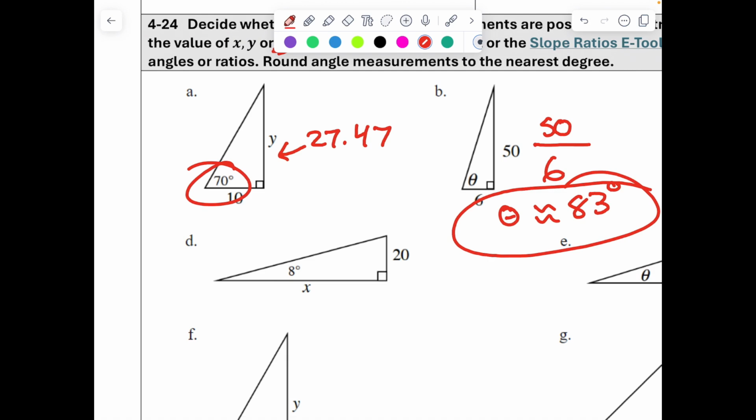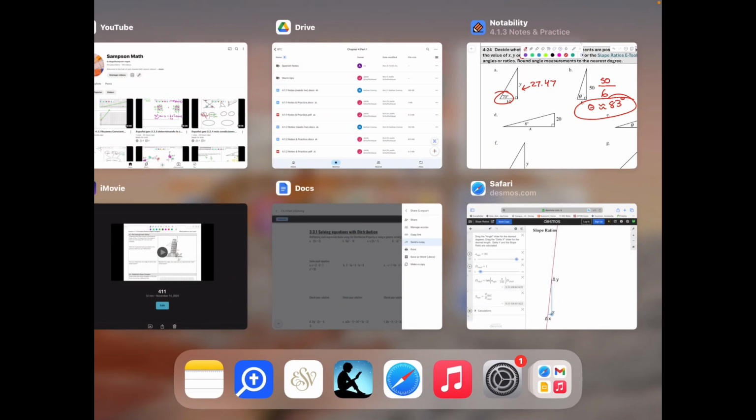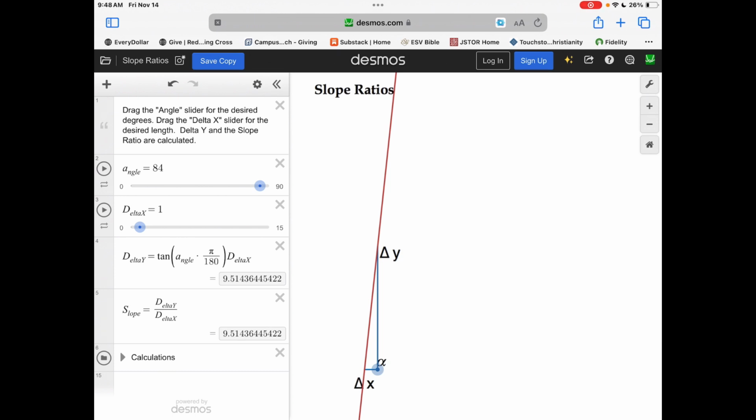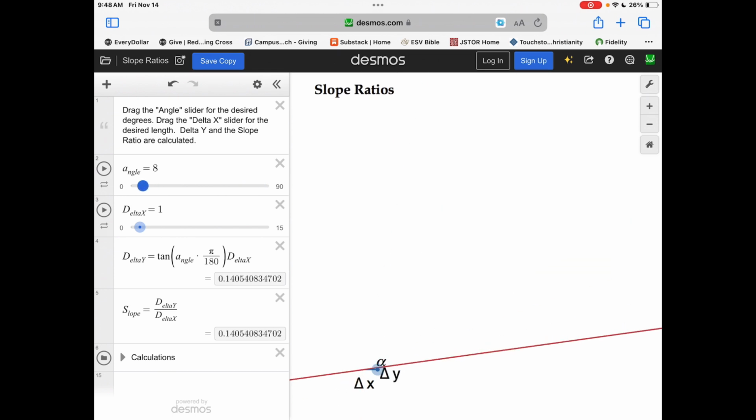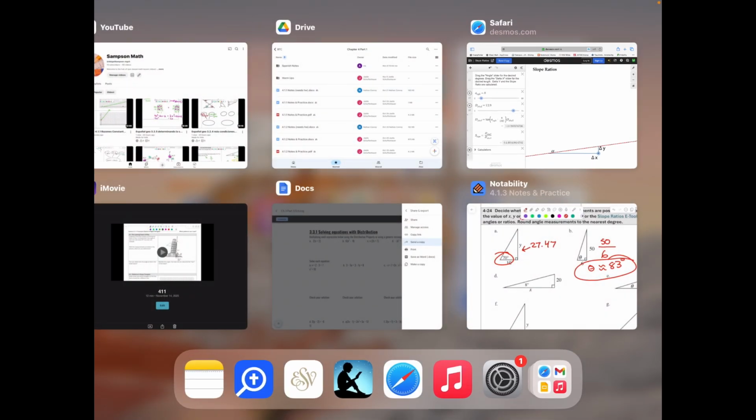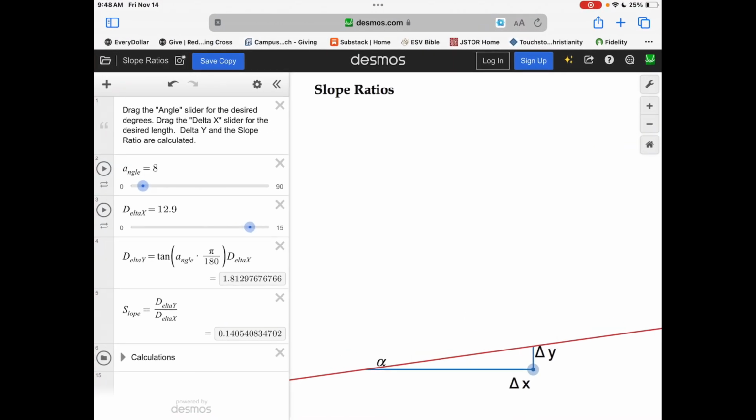For an 8-degree angle, again, we need to go to the toolkit. We're not sure what x is, but the angle is 8 and the change in y was 20. So let's adjust the x until we get to a change in y. Was the change in y 20? What are we looking for? Yeah, the change in y was 20. We're looking for the change in x.